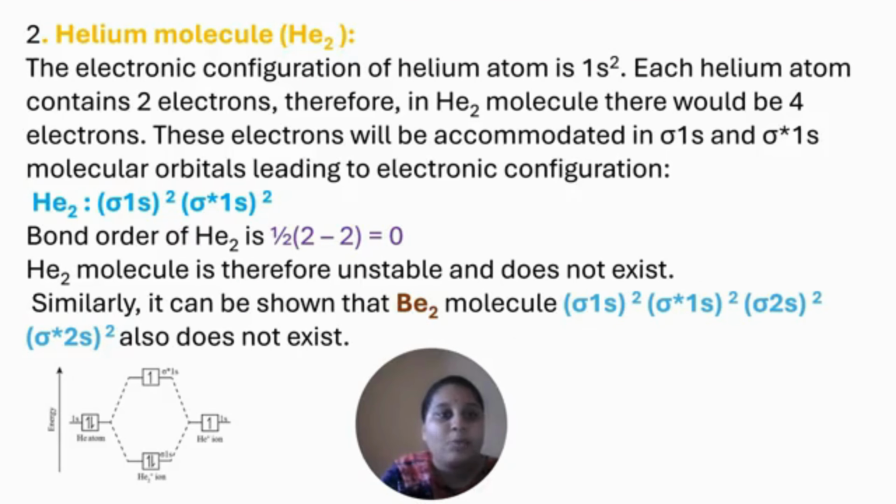So in case of helium molecule also it is 1s2. As one helium consists of 2 electrons, 2 helium consists of 4 electrons. So 4 electrons are occupied as sigma 1s2 and sigma star 1s2. Here the bond order for anti-bonding and bonding is 0. So a He2 molecule is therefore unstable as the bond order is 0. It does not exist. So in case of beryllium molecule also, it does not exist as bond order is 0.